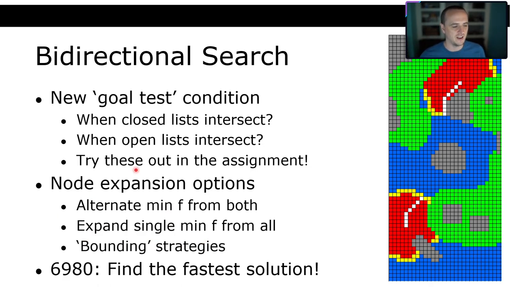But for 6980, what I want you to do is just find something. You don't necessarily have to produce the optimal path. I just want you to get bidirectional search working, so a path is working via bidirectional search. And if you get the optimal path and a fast path, that is great.